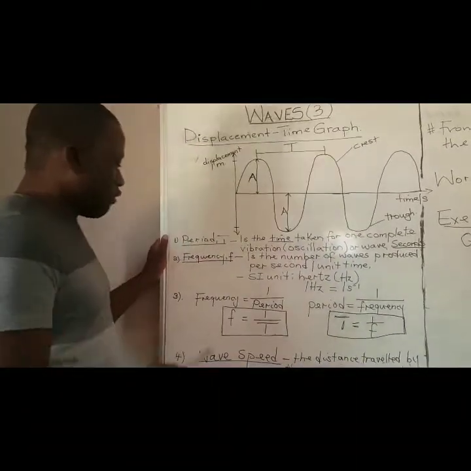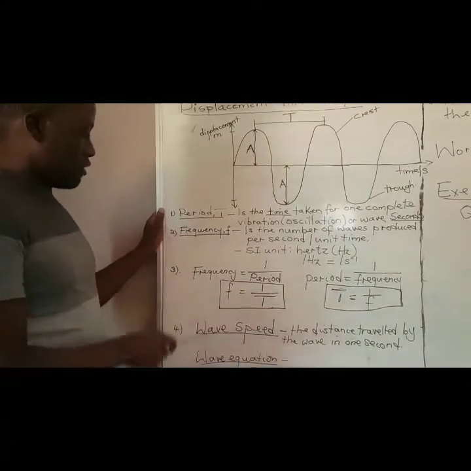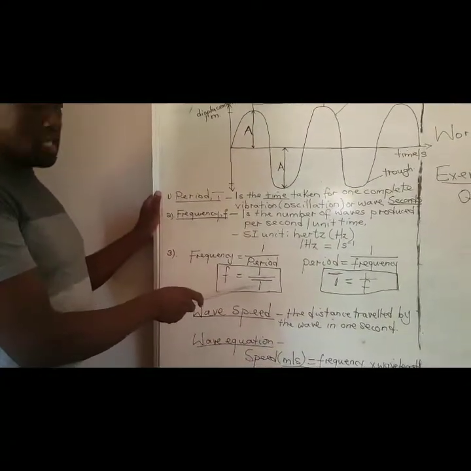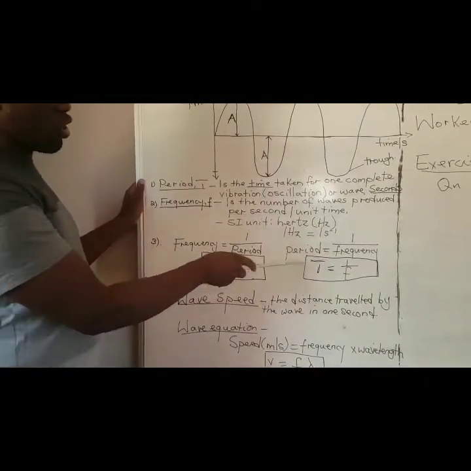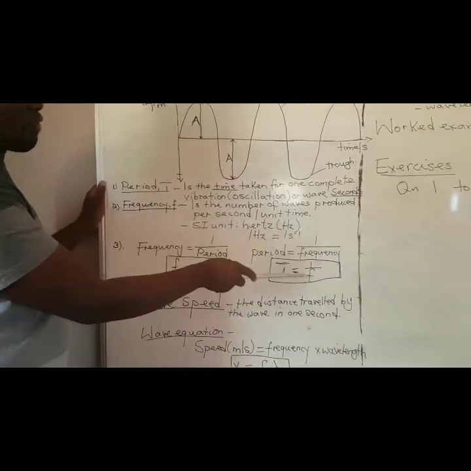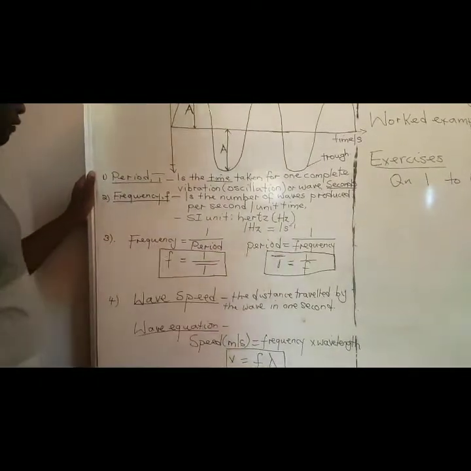We've got calculations of frequency, calculations of period. Frequency equals 1 over period, f equals 1 over T. And from this, using your mathematics, you can also come up with period. Period equals 1 over frequency, T equals 1 over f.